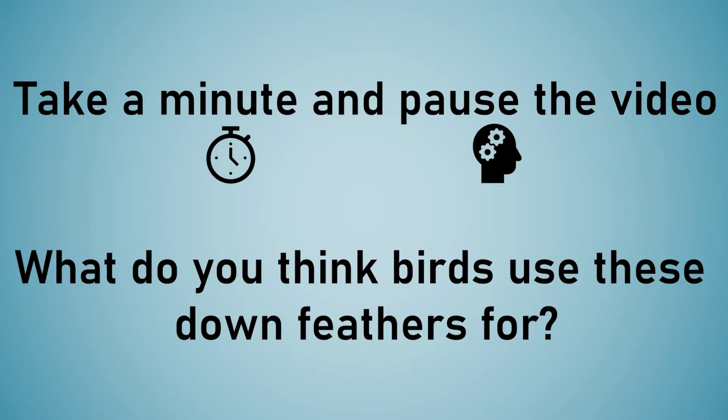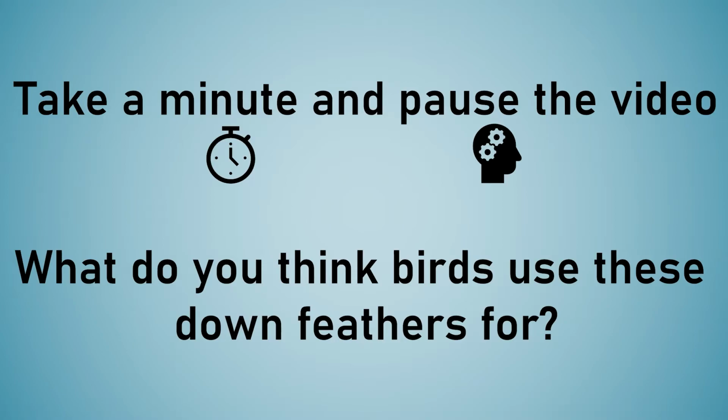So, now that you've gotten a chance to take a look at the down feathers under the microscope, what do you think they might be used for by the bird? They don't seem to have much structure, but they are fluffy and soft. Also, another clue to what down feathers are used for is that they're usually very close to the bird's body. So what do you think? Take a minute to think about it.